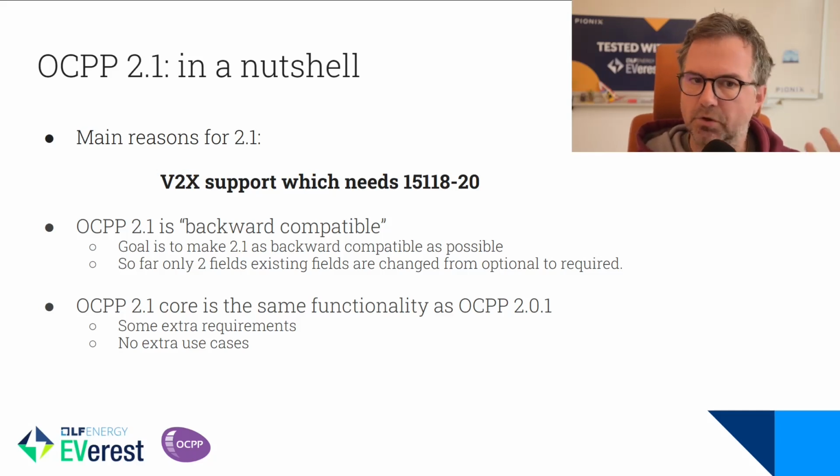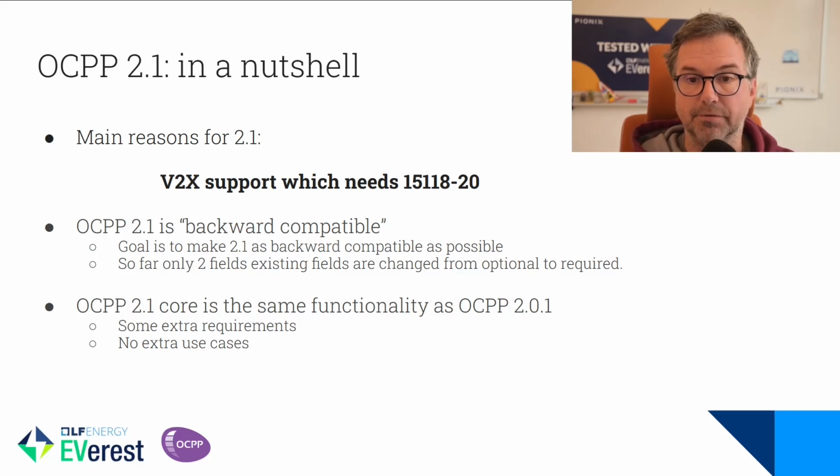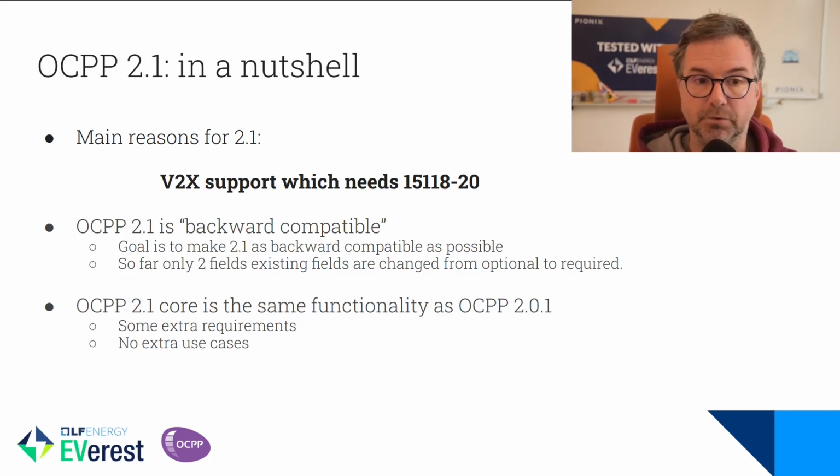There's no new use cases in OCPP 2.1 core. There are a number of extra requirements, but those are limited, and you can easily find them. So if you have an OCPP 2.0.1 implementation and you want to make it into a 2.1 implementation, you can quickly go over the spec, look at all the things you need to do to add this to your implementation. That is also what we're now doing at the moment with EVerest, getting EVerest ready for at least 2.1 core as soon as possible.